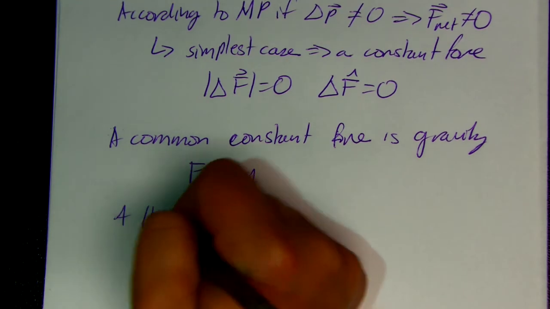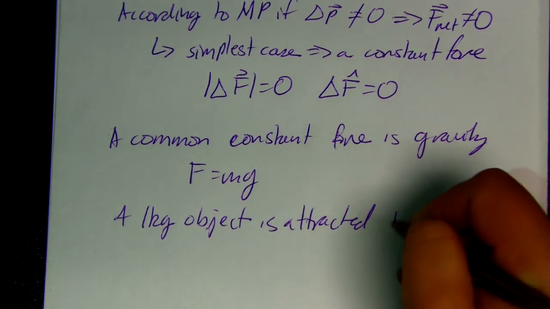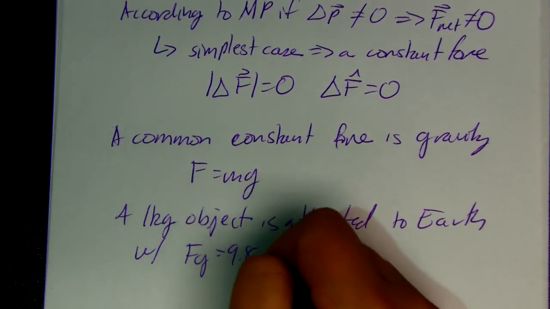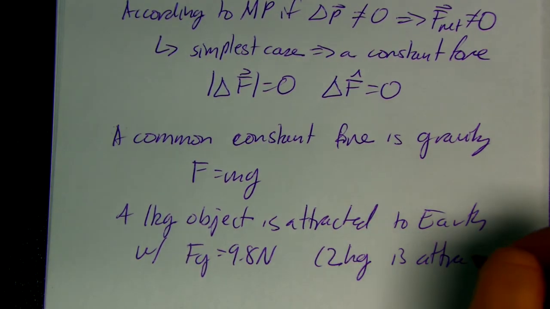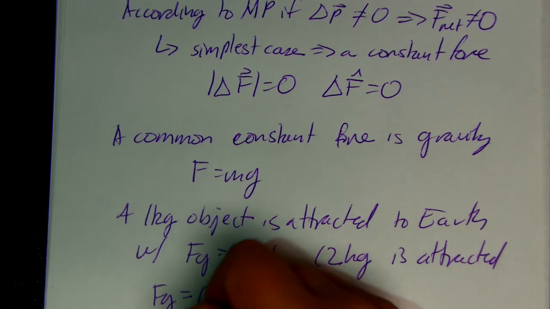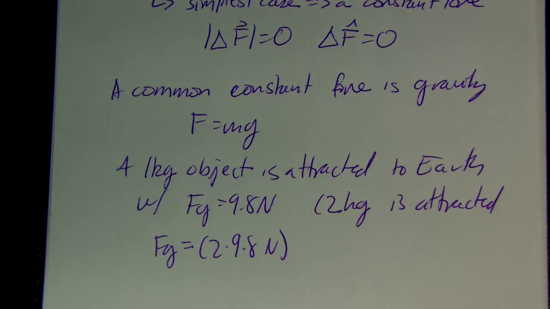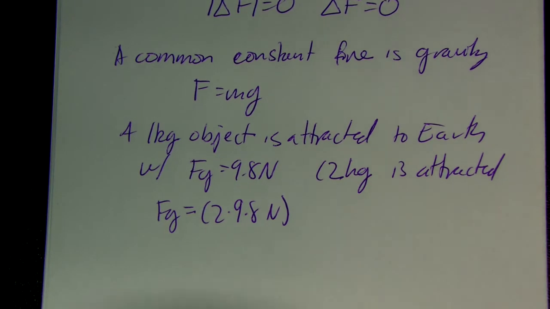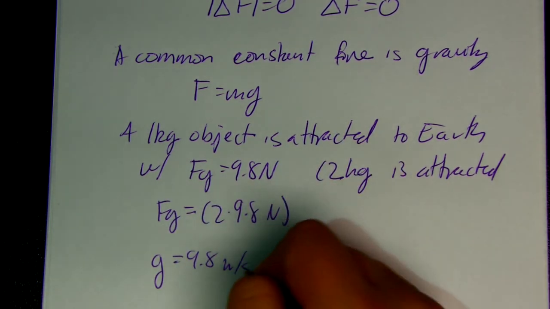A 1 kg object is attracted to Earth with a gravitational force of 9.8 newtons, and 2 kg is attracted with a gravitational force of 2 times 9.8 newtons, and so on and so forth. We'll get into proving where this comes from in chapter 3. For now, just know that g Earth is 9.8 meters per second squared, or newtons per kilogram.